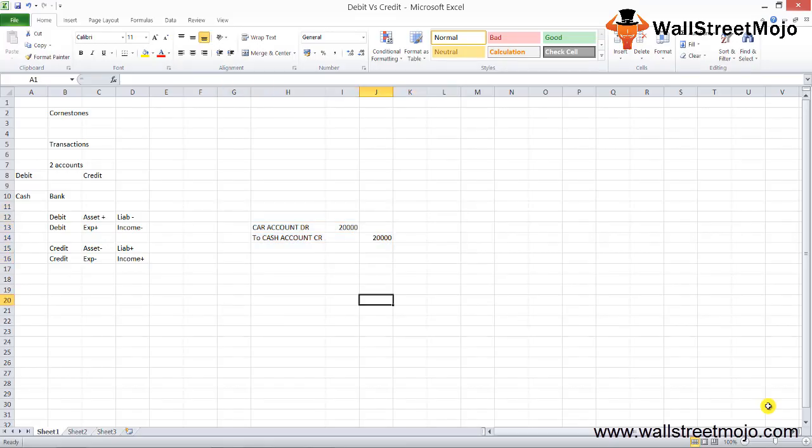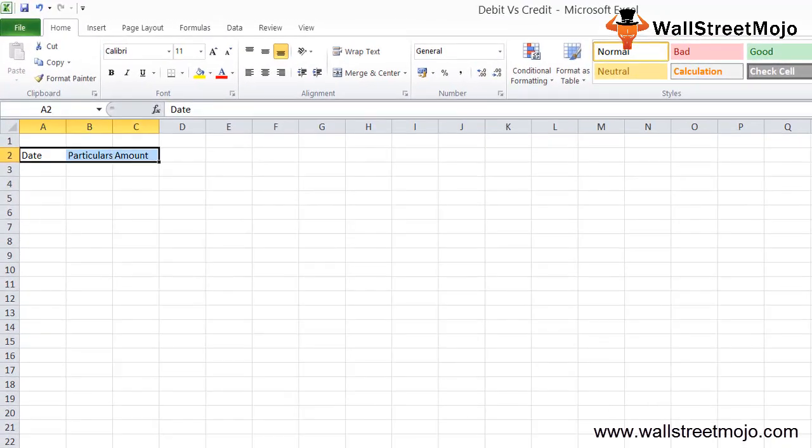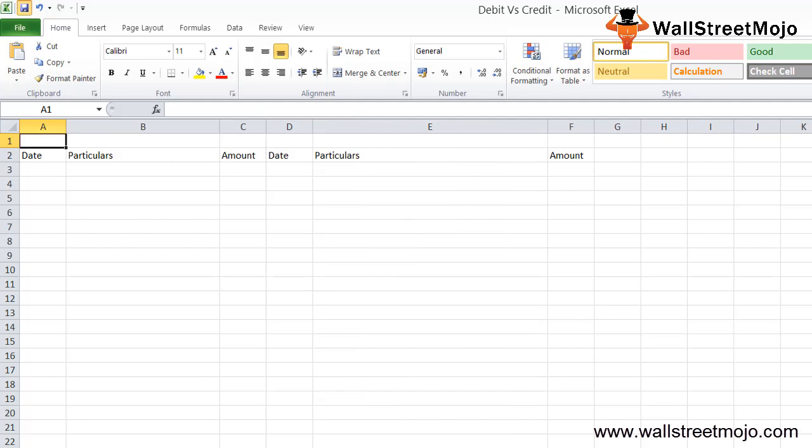Now, what is this T format that we are talking about? It's about the ledger. So the ledger is something like this. There's a date, then there's particulars, then there's amount. Then again, these three things are repeated. Why are these three things repeated? Because it's for debit and credit. So this is the format that I'm showing you so that you have some clear idea regarding how a ledger account is prepared.